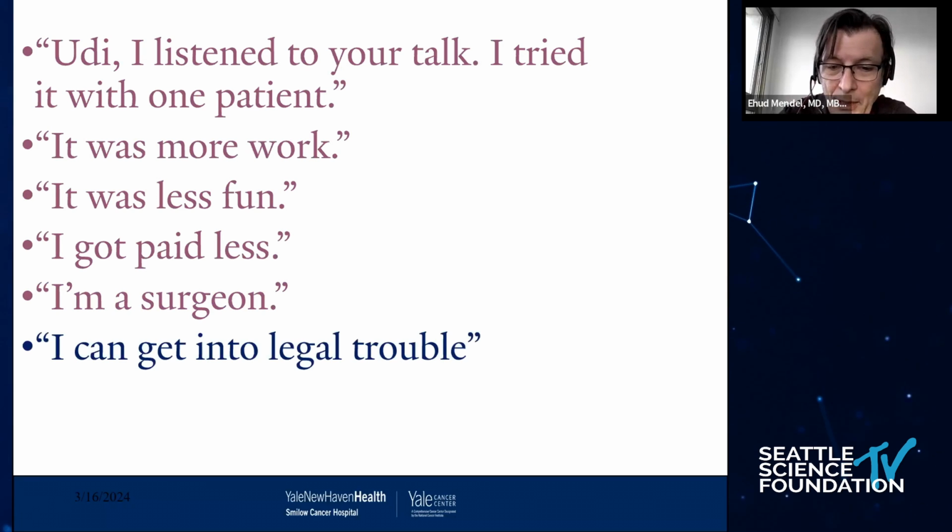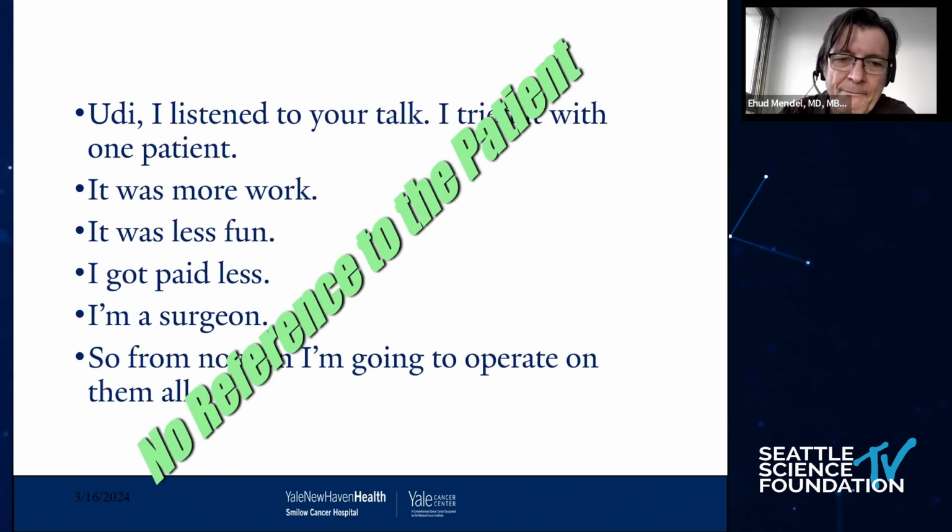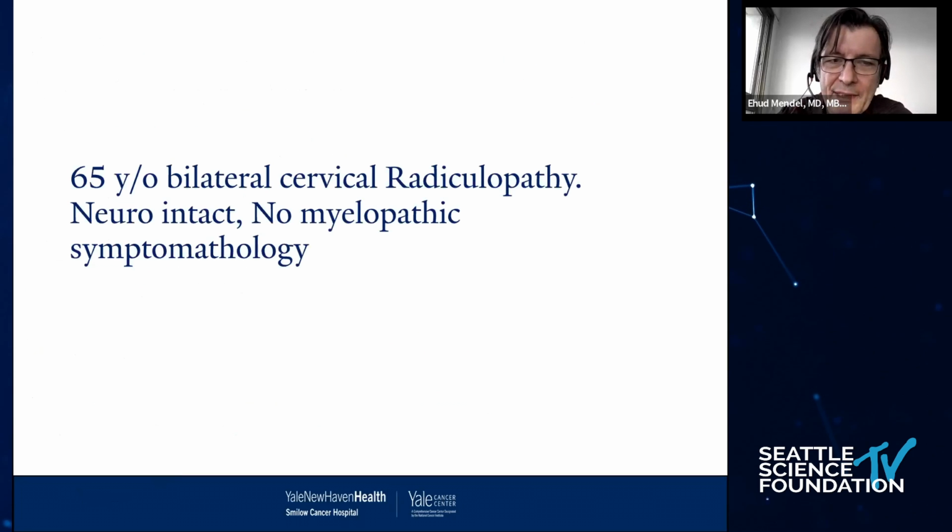I am a surgeon. I'm supposed to operate on stuff like this. I can get into legal problems by, quote, sitting on a patient who has severe cord compression and not operating on this patient, waiting for the biopsy, waiting for the diagnosis. I'm not willing to sit on a patient like this. And so from now on, I'm going to operate on them all. I'm not going to take that chance. But if you look at all these lists of reasons, there's no reference to the patient here. This is all other stuff.